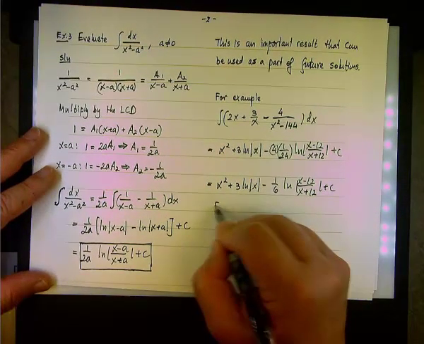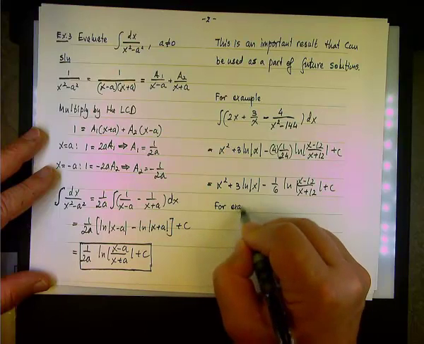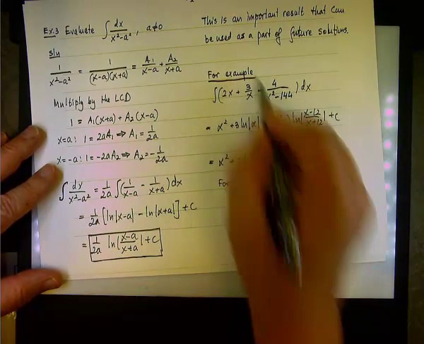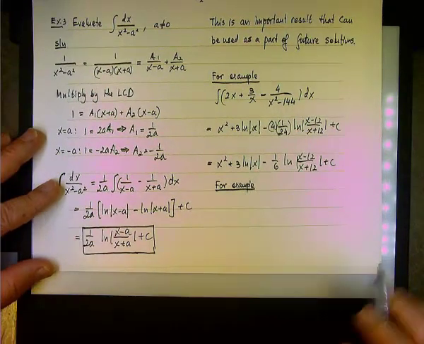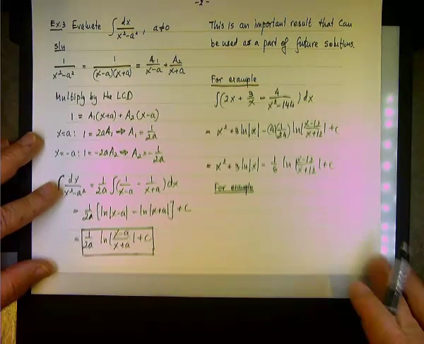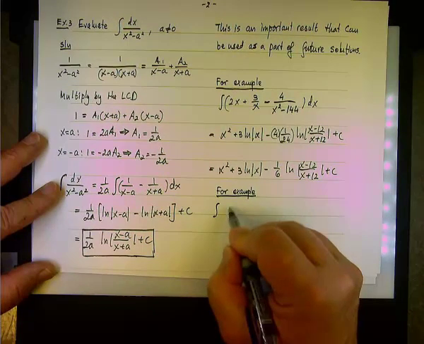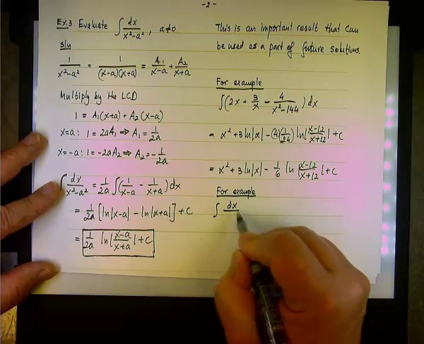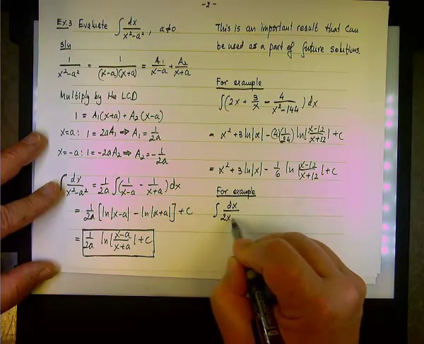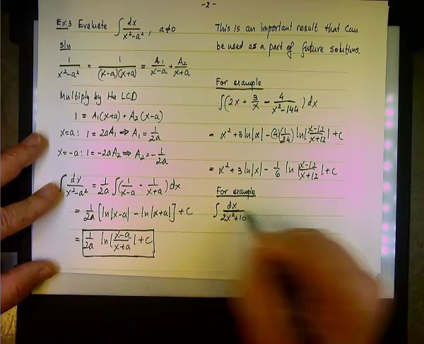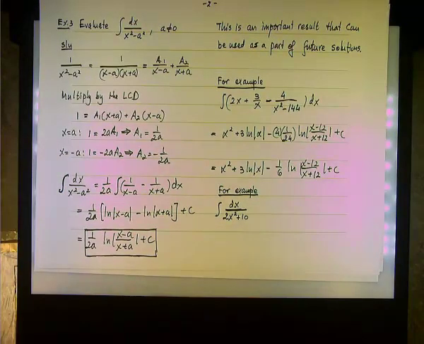Sometimes it will be hidden. For instance, I just talked to my previous student at the end of the previous class, the 8 o'clock class. So I gave them this example. I said, what happens if you need to integrate dx over, let's say, 2x squared minus 10? I apologize.